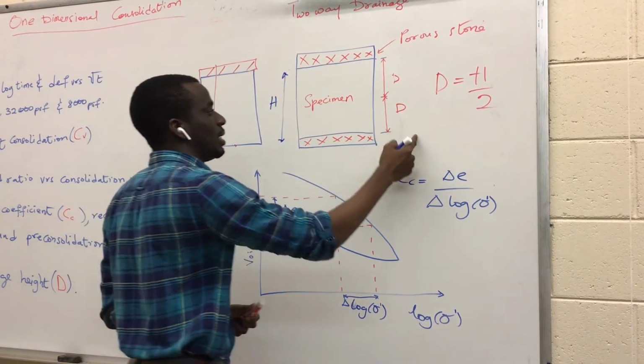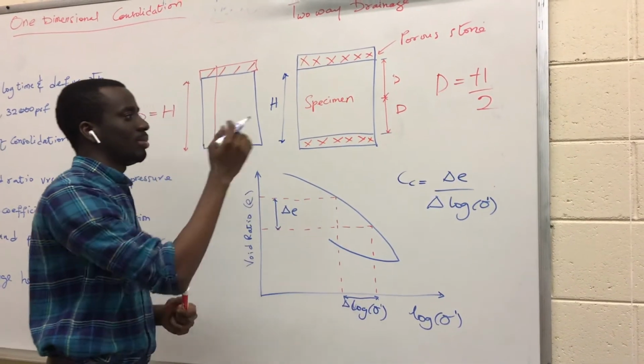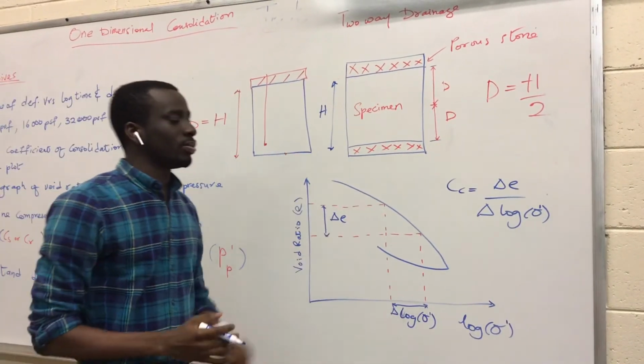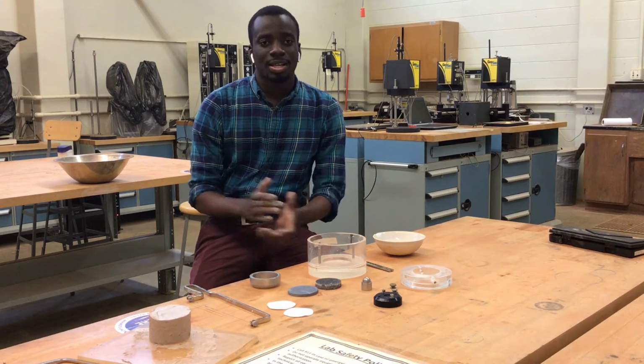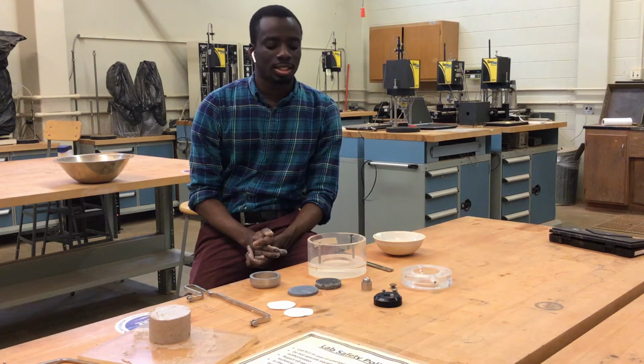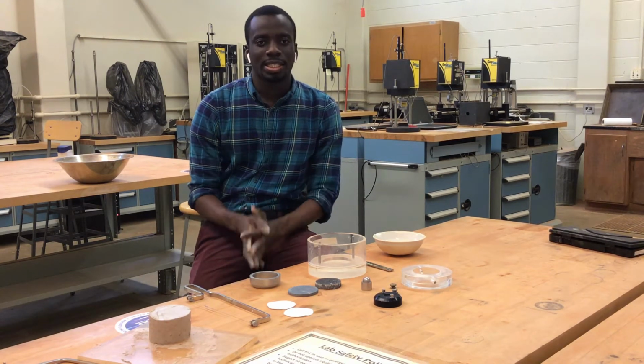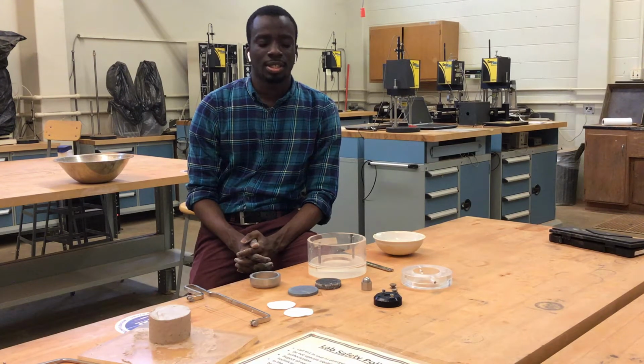So like I said, in this lab, our drainage height becomes H divided by 2. Alright, so welcome to the practical section of the consolidation, and now I'm going to show the apparatus that we are going to use in this test.